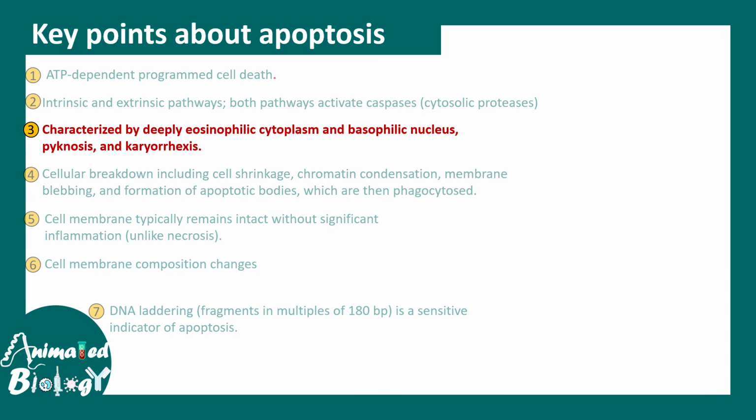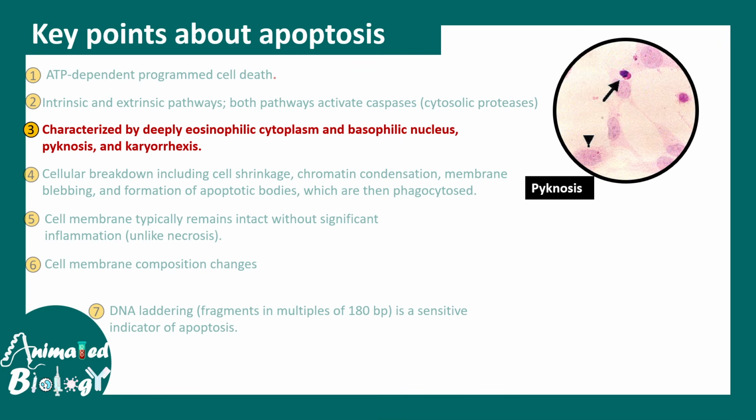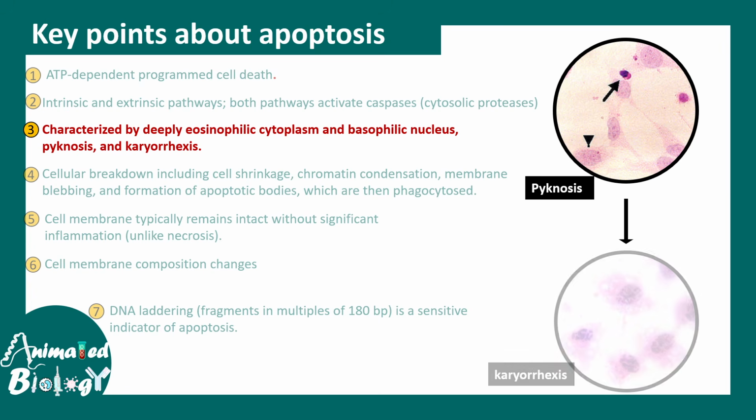Third characteristic is the overall histological appearance of an apoptotic cell. The eosinophilic cytoplasm and the basophilic nucleus is a characteristic of an apoptotic cell. There are other characteristics like pyknosis and karyorrhexis. Pyknosis means condensation of the genome or the chromatin too much, and it's basically making the nucleus non-functional. Karyorrhexis means advanced stage of nuclear dissolution. The nucleus gets fragmented into small condensed pieces and gets scattered all over the place.